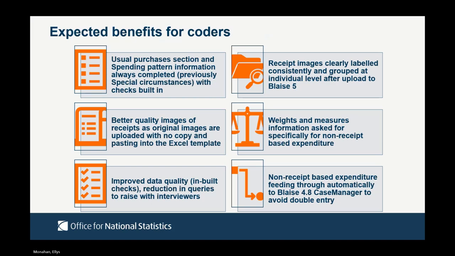Weights and measures information, which is used for DEFRA, is asked for specifically for non-receipt based expenditure. Sorry, I tripped over the words there. And then we're hoping for better quality images as well, improved data quality with inbuilt checks again on the coding side, and then non-receipt based expenditure feeding through automatically to Blaise 4.8, which is a smoother part of the process once it comes in. Next slide, please.